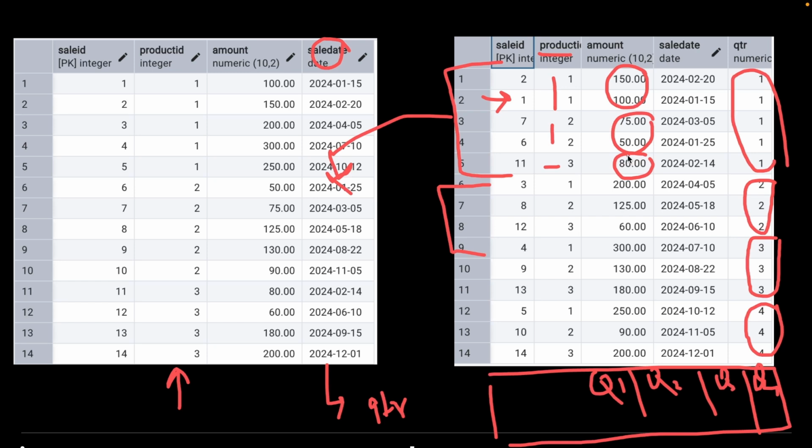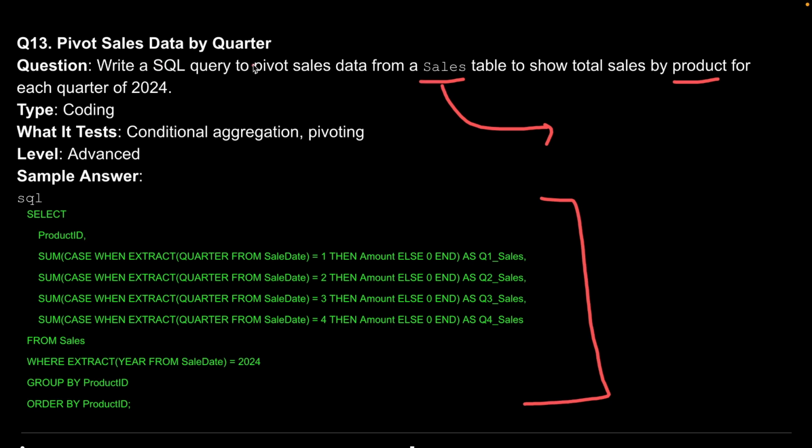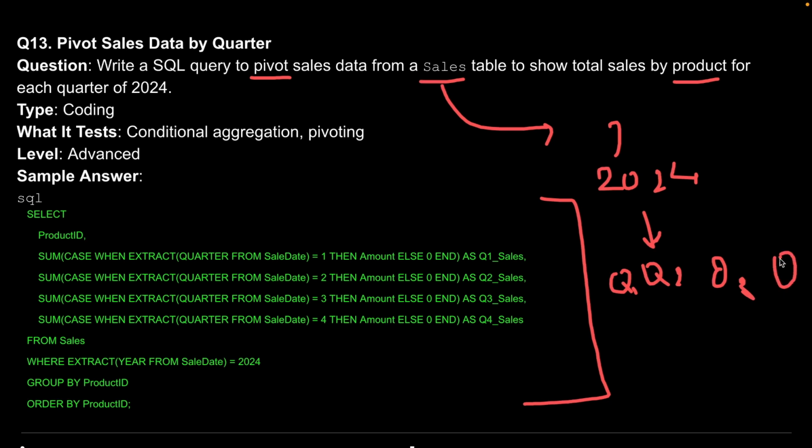I hope you have understood, but I'll go back to the question and then come back here. I'll read the question again. You have to pivot the sales data from a sales table to show total sales of a product. You may have multiple products, so let's go one by one. You have to read 2024 data. Cool. Now you have to read it by each quarter: quarter 1, quarter 2, quarter 3, and quarter 4. These are the 4 quarters.